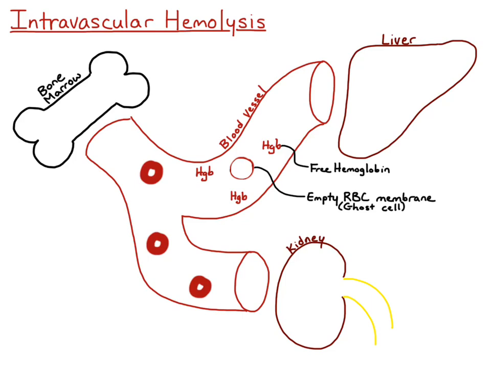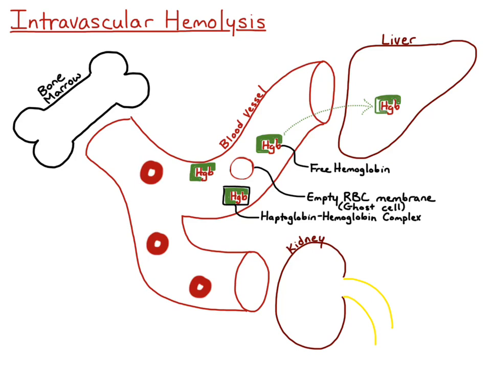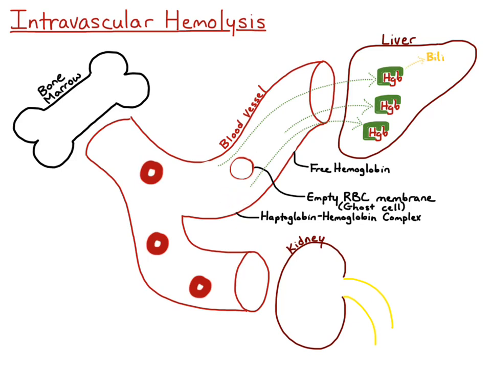So it's a membrane devoid of cytoplasm, and we can actually see this on a blood smear, and we call it a ghost cell. Now, this hemoglobin is toxic to cells, so the hemoglobin is naturally scavenged by a protein called haptoglobin. And these haptoglobin-hemoglobin complexes go to the liver, where they're taken up by hepatocytes, and the hemoglobin is converted and broken down into bilirubin. And this bilirubin is excreted and ends up in the feces.